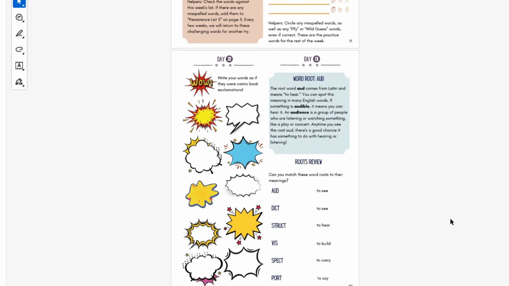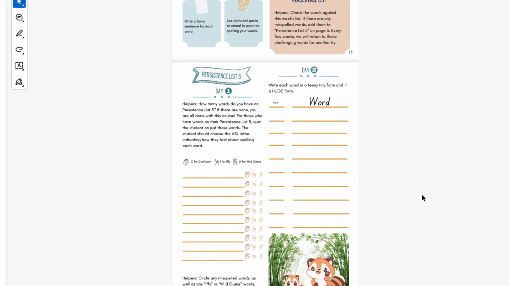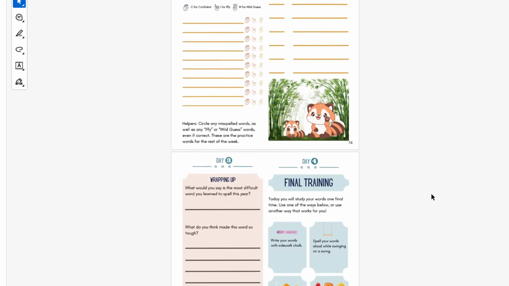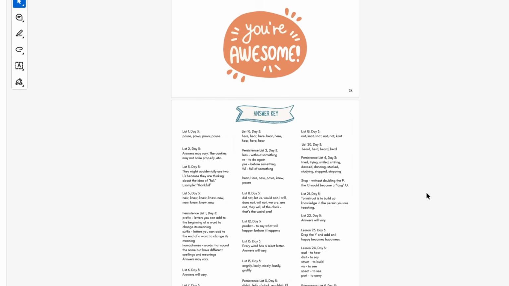Day 2 of that one, they're writing their book words comic book style. And then they take their last test. And then finally, they end with persistence list 5. All of the words that they're still having trouble with are going to show up here, and then they get to the end, and that's about it. At the end, we of course have an answer key for every time there was a question asked. So that's there if you need it.